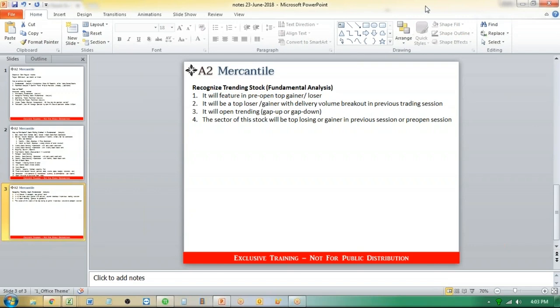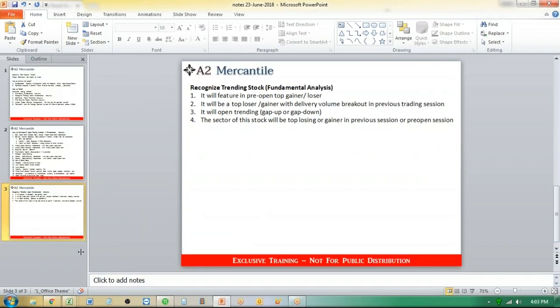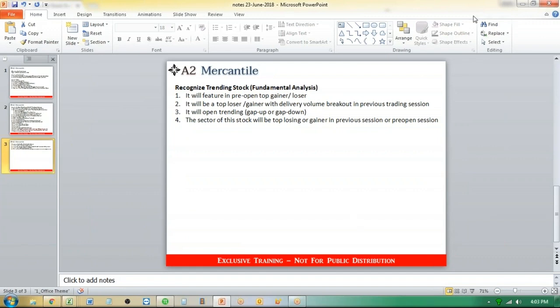If you have identified a stock and you want to trade it, what could be the important symptoms about the stock that you can look for in order to figure out if you want to trade it or not trade it? Okay.